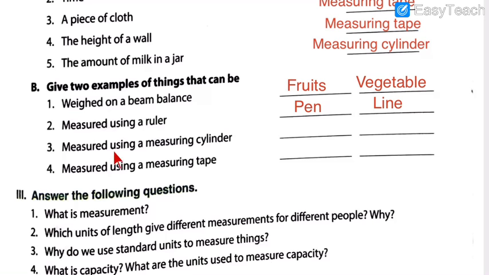Number 3, measured using a measuring cylinder. Okay, what can you measure using measuring cylinder? So 1 I will write juice. Now juice is a liquid, right? Juice is a liquid which we drink. So it can be measured by the measuring cylinder, because measuring cylinder can measure the amount of liquid in the liter or milliliter. So what else can you measure using the measuring cylinder?